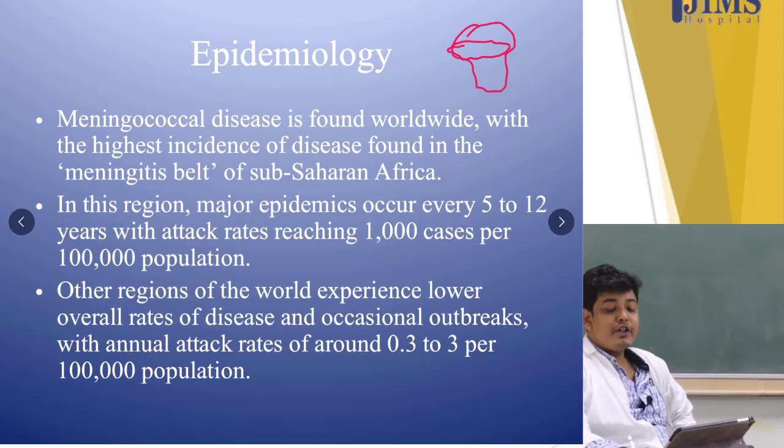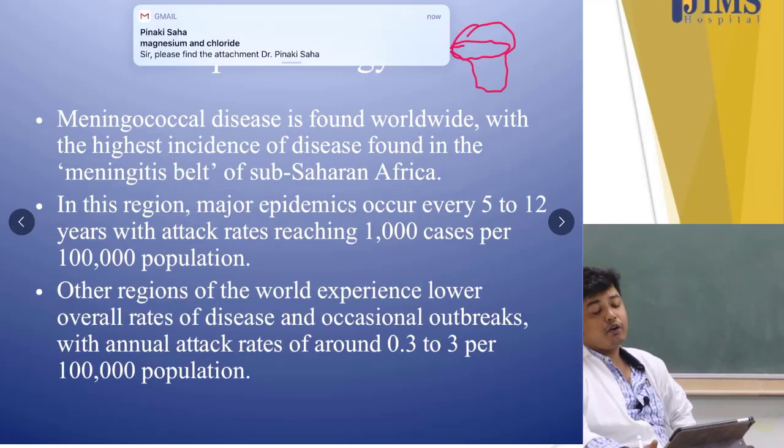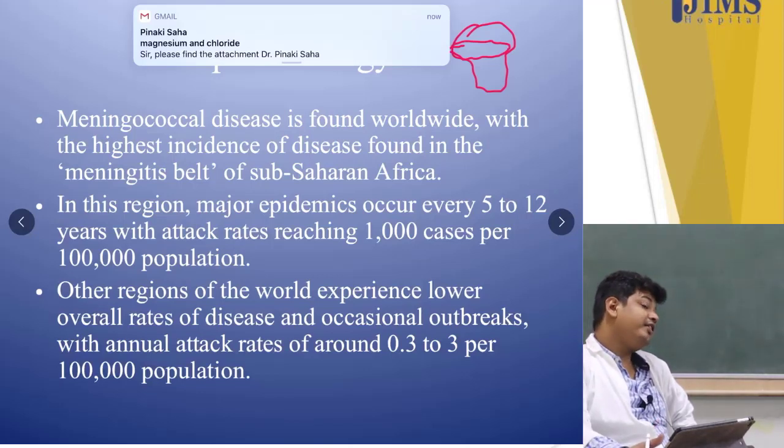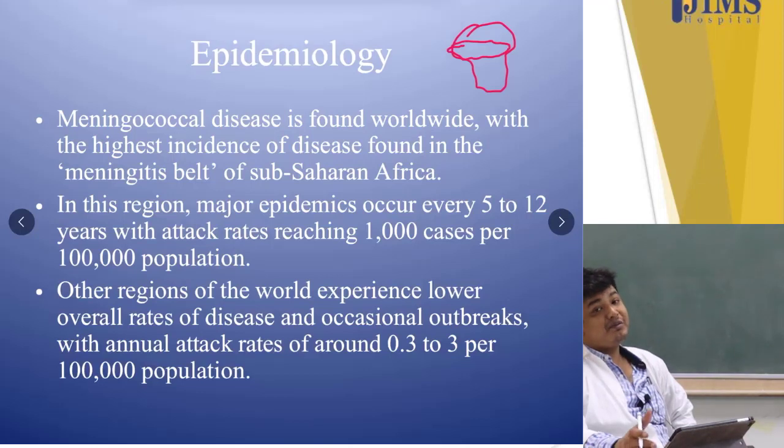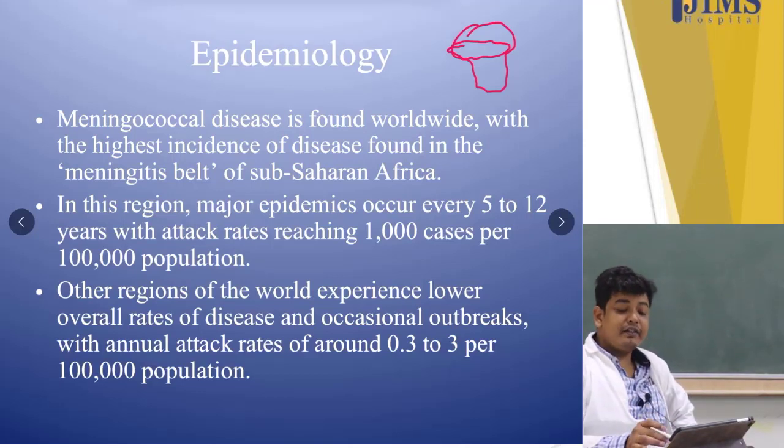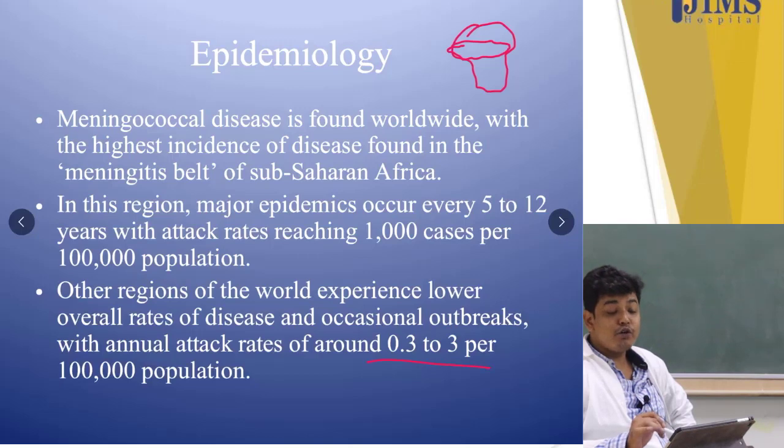And in this region, major epidemics occur every 5 to 12 years with attack rates reaching 1,000 cases per 1 lakh population. So whenever the outbreak occurs, up to 1,000 people in every 1 lakh population might get affected by this particular meningitis. And other regions of the world experience a lower overall rate of disease and occasional outbreaks. Even India also had a few years back, with an annual attack rate of around only 0.3 to 3 per 1 lakh population.